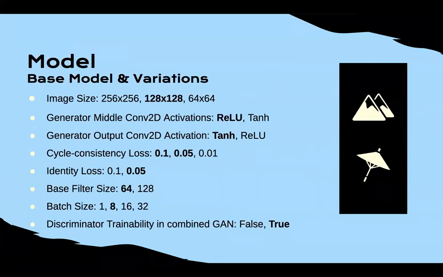Now, continuing on from what Adam was mentioning and moving on to the model, in bold are the main hyperparameters that we modified throughout our project. Those included the image size, some activation functions, some losses, the batch size, and the base filter size, of which other filter sizes were a multiple, and the discriminator tunability, or essentially its freezing in the combined GAN. The values highlighted in bold are the ones that we decided to stick with, and you will see that we decided to stick with the cycle consistency loss too, and we will mention that right ahead.